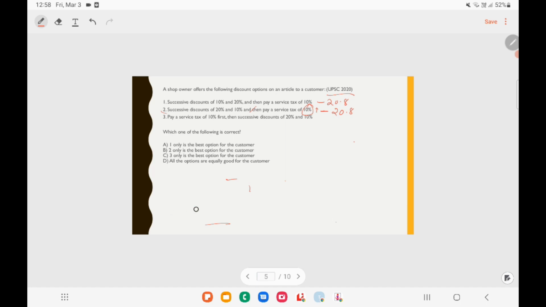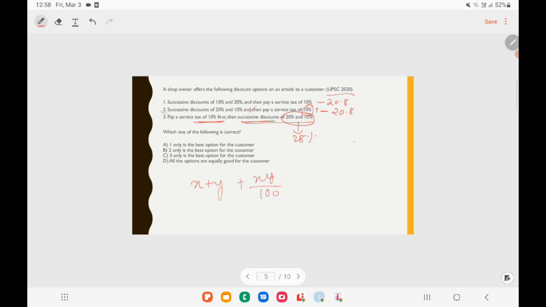Now if you look into the third option, here first you are paying a service tax of 10% and then you are giving a successive discount of 20 and 10 percentage. Here also what you can do is just do the effective successive discount first. So 20 and 10 percentage, you will get 28 percentage as the successive discount. Now use the formula, that is x plus y plus xy by 100, which is the generic formula.